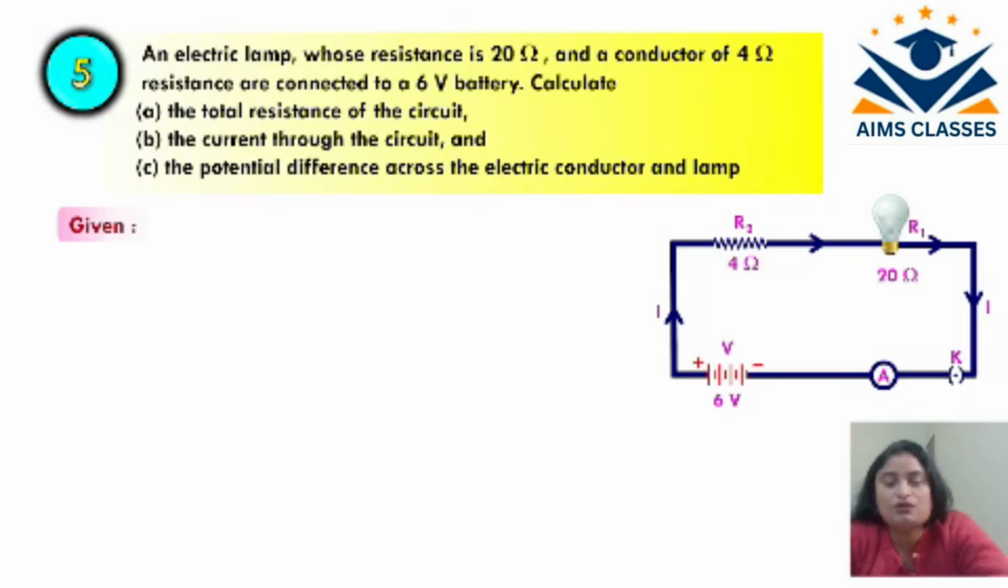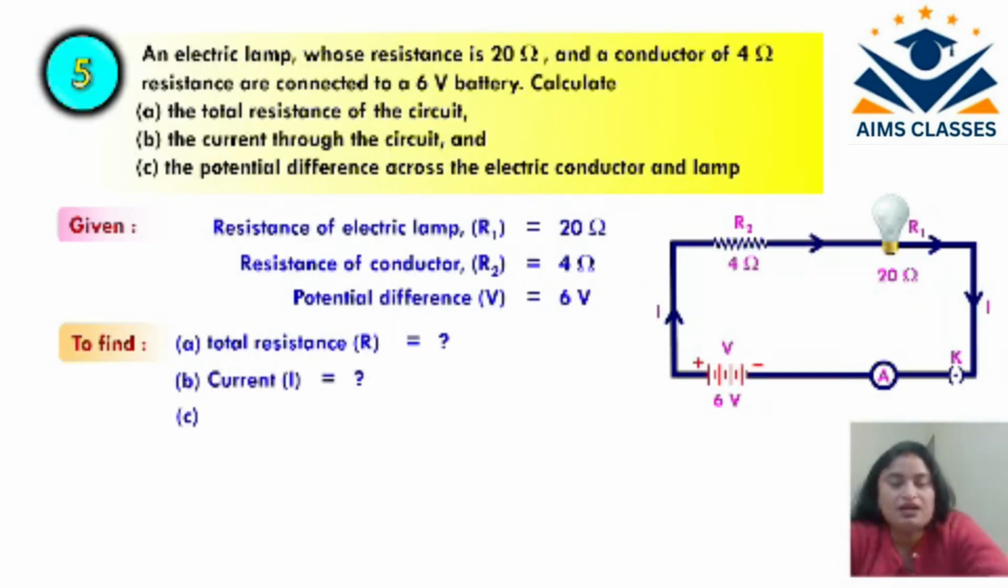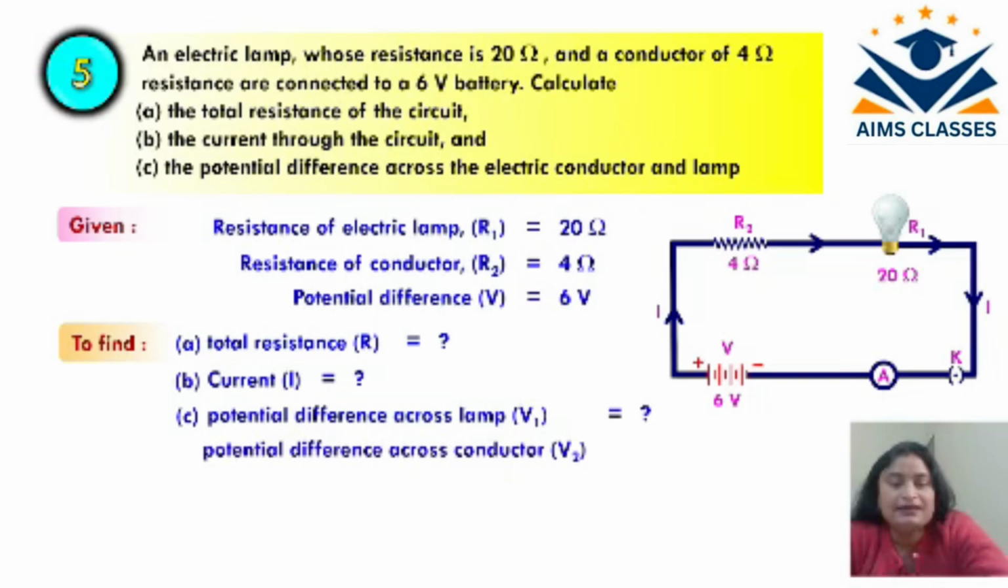So first of all this is a diagram. 4 ohm, 20 ohm, 6 volt. All are connected in series. So equivalent resistance will be 24 ohm. And with the 24 ohm resistance, find I, the potential difference, and then find V2.